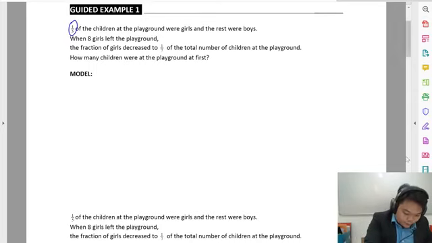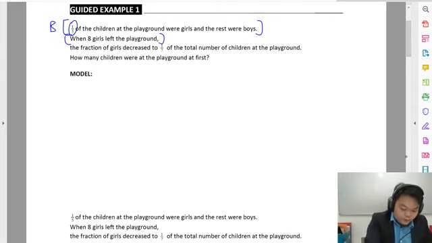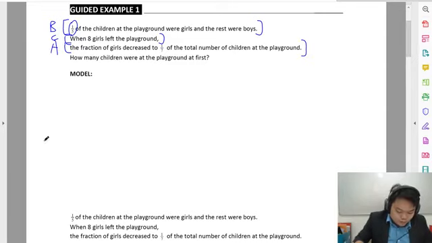Let's identify what we have and define what we have first. Now this was before anything happened. There was a change over here. It's usually characterized by an action. Then the fraction of the girls decreased to 1/7 of the total number of children at the playground.